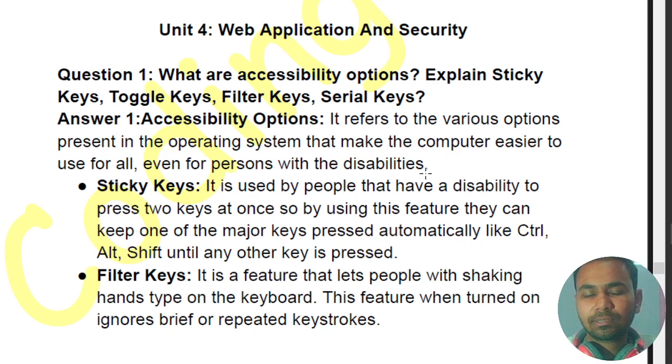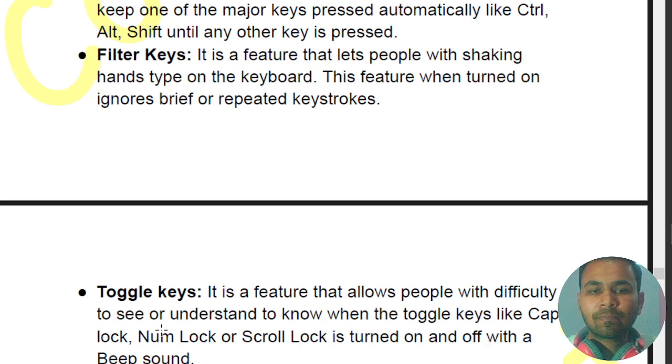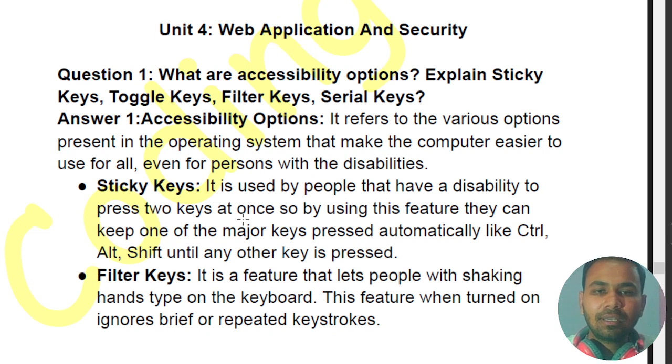So suppose there are some persons who have certain kinds of disabilities, like they cannot move their hands properly, or their hands are shaking, or they cannot see properly, or they cannot listen properly. There are people with certain kinds of disabilities. So when we make our computer, when we make the operating system so convenient and easier for them to use, then the features that are included are known as what? Accessibility features. Some of the features that are included in accessibility are sticky keys, filter keys, toggle keys, and serial keys. So sticky keys are what? It is used by the people that have a disability to press 2 keys at once.